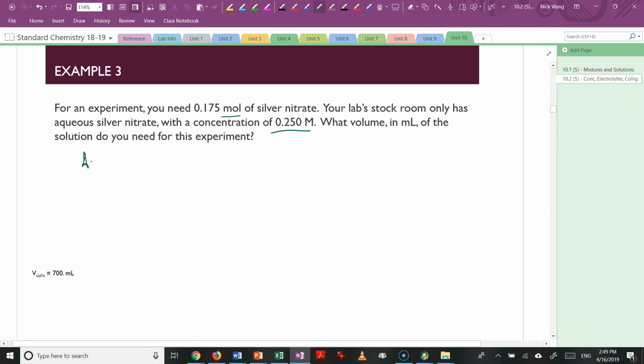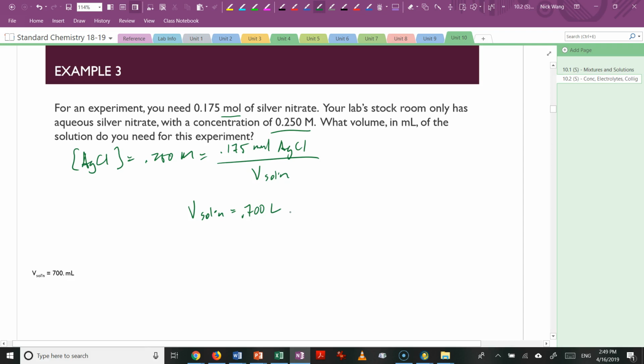Well, silver nitrate, first of all, is AgNO3. The concentration of AgNO3 is equal to 0.250 molar, as given to me in the problem. I need to obtain 0.175 moles, so if I set this up, I need to get 0.175 moles of AgNO3, but I don't know how much volume of my solution I'll need to obtain so that within it, it's going to contain 0.175 moles. All right, do a little rearranging here. So my volume of solution is equal to 0.700 liters. Doing a little fast math there.